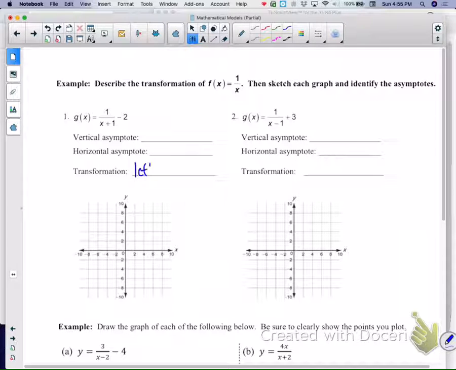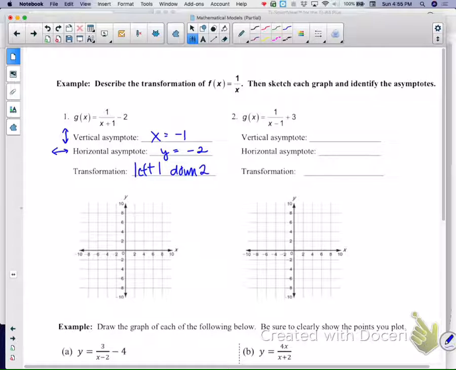This graph's going to go left 1 and down 2. So it's going to take my vertical asymptote, which normally goes this direction, the one that is affected by a shift left or right, and that's now x is equal to negative 1. That's also what makes the bottom equal to 0. The horizontal asymptote is the one that goes this direction, and that's affected by moving up and down. So this one's going to be y is equal to negative 2.